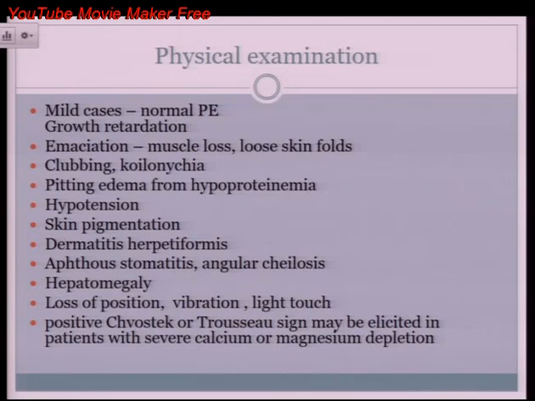Hypocalcemia, again, severe hypocalcemia, can cause these signs. It's called a Chvostek sign or a Trousseau sign. This may be elicited in patients with severe calcium or magnesium depletion.